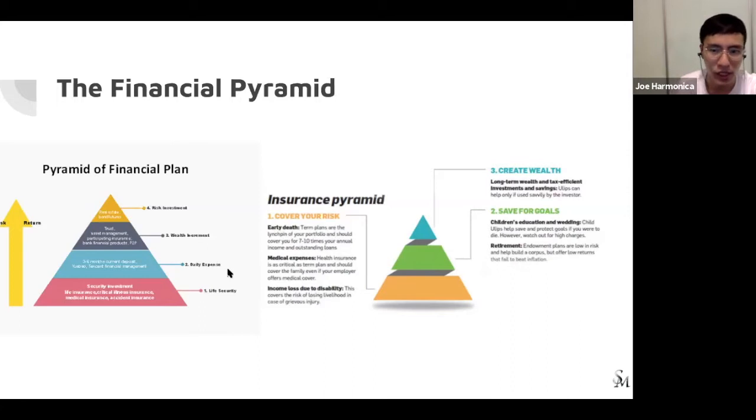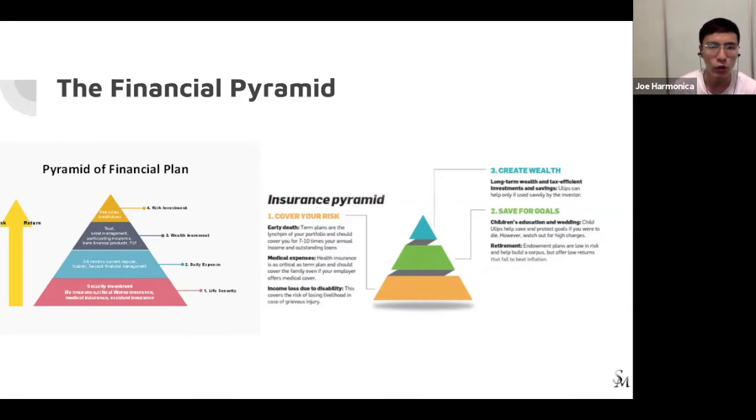The second level will be your daily expenses: your rentals, your food, your phone bills, utilities, things like that. With these two covered, you can then save for your goals and create wealth for your future. Your goals can be retirement, retiring early.